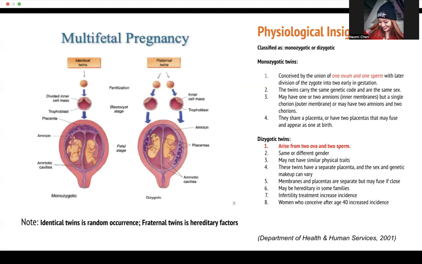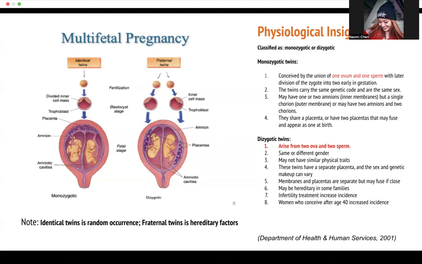There's a little note about twin pregnancy. People often get confused. Identical twins are a random occurrence. Fraternal twins are influenced by hereditary factors, which means identical twins happen by chance, and fraternal twins are influenced by genetics. So if you have a family member who has fraternal twins, you have a higher chance to have fraternal twins too. However, if you have a family member who has identical twins, it does not increase the chance for you to have identical twins.